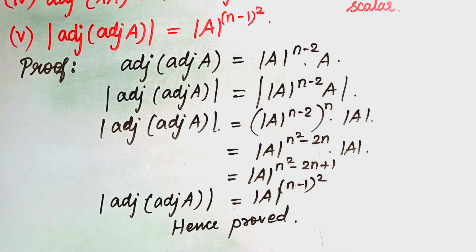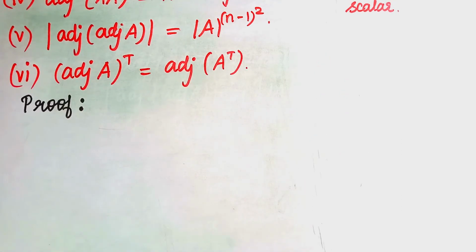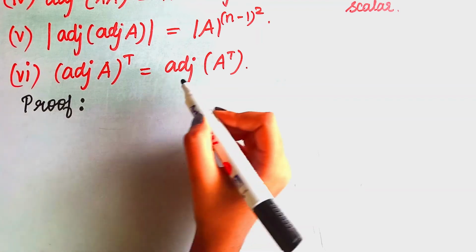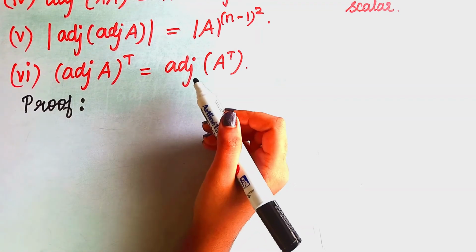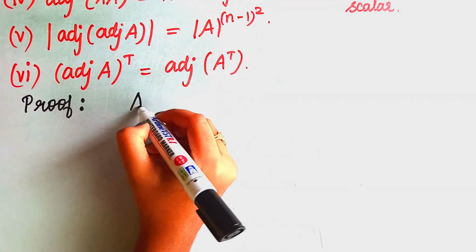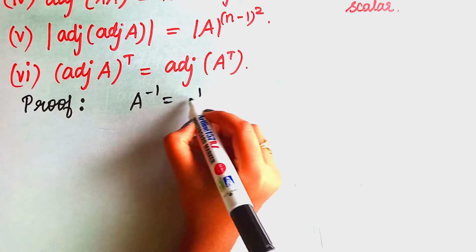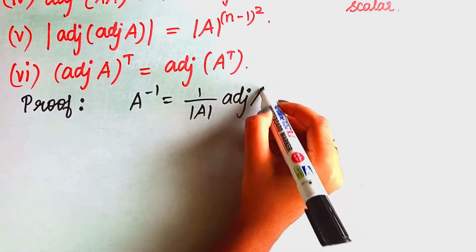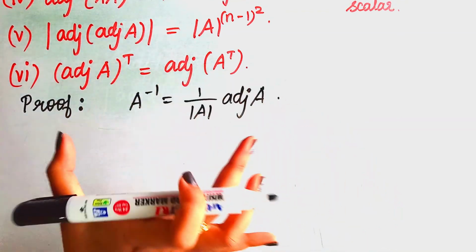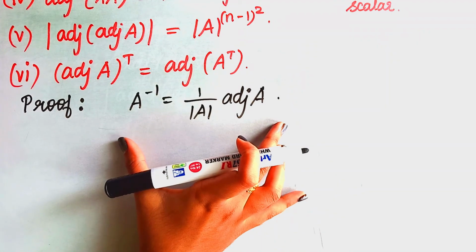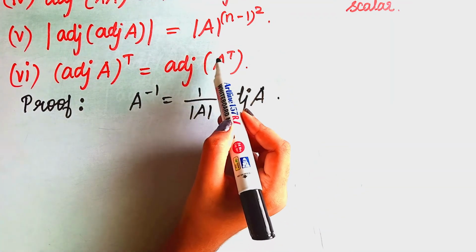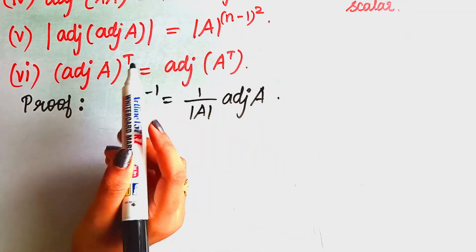Okay, so now let's get into our last subdivision, sixth subdivision. Adjoint A the whole transpose is equal to adjoint of A transpose. Here we are going to take the formula A inverse is equal to 1 divided by determinant of A into adjoint of A. So remember this, for this subdivision we are going to take this formula. And now here we have a clue that here there is A transpose and here adjoint A of transpose, right?